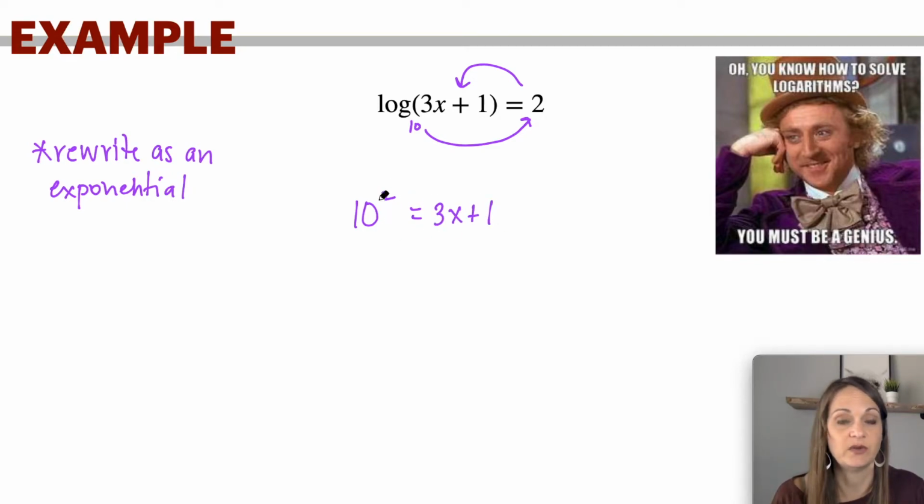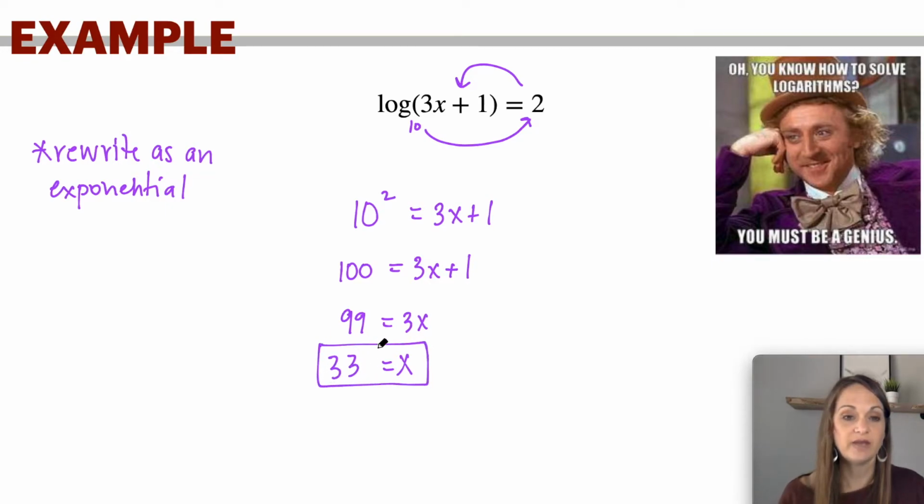This is a simple equation. 10 squared is 100. And so to solve, we're going to subtract 100. We'll get 99. And so to solve, you would divide by 3, and your answer is 33. And of course, you can plug that back in to see if it works. You would plug 33 in. You'll get 3 times 33 is 99, plus 1 is 100. And in your calculator, you can check what is log of 100, and the answer would be 2.